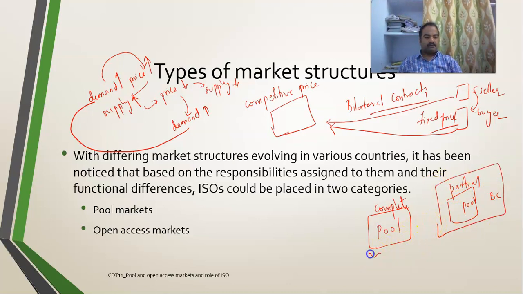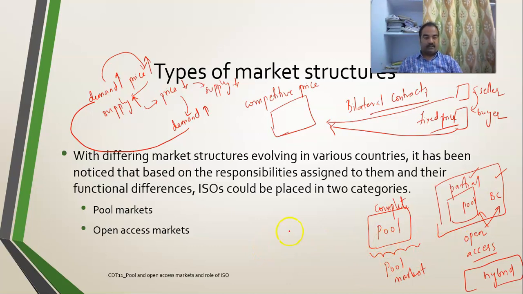If a full pool is implemented, which means all the sellers and buyers trade only in this one, it is called a pool market. Otherwise, if you are implementing a partial pool type of structure, where the seller can go with either a bilateral contract or a pool model, then this type of model is called a hybrid model. In unit number 1, it is called an open access model, where the customer has open access to go with the bilateral contracts or the pool. So this type of structure is called an open access model in this particular unit.